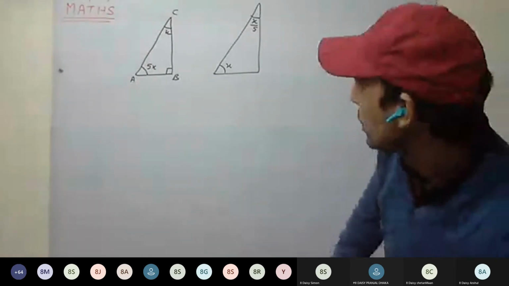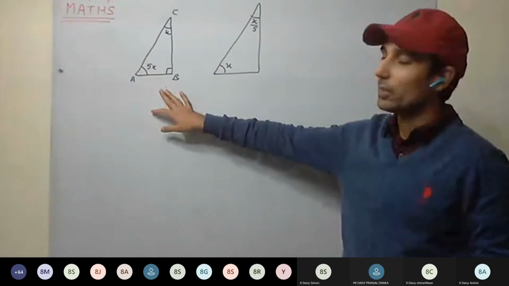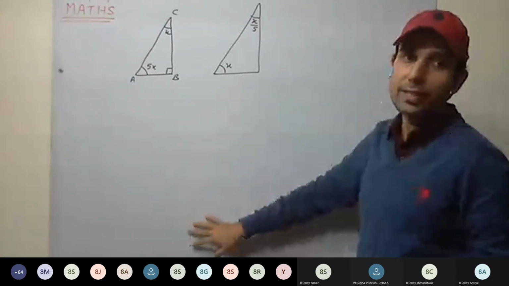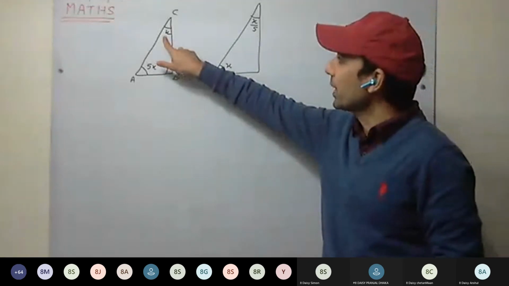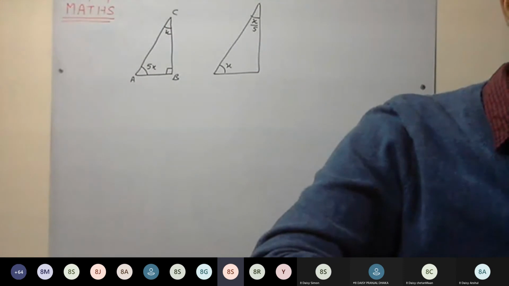Okay. So I'm going with this diagram. You can take any of these. You can go with any of these, you'll get the answer. So one angle is 1/5. Two angles are there. How they're related?